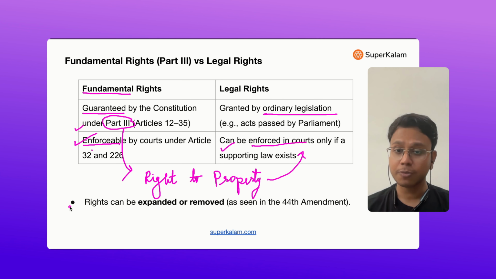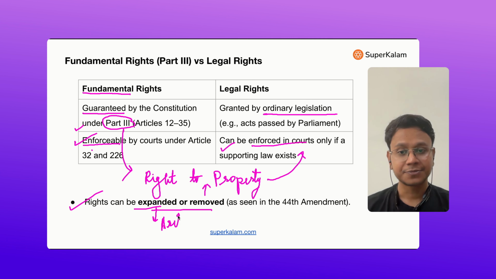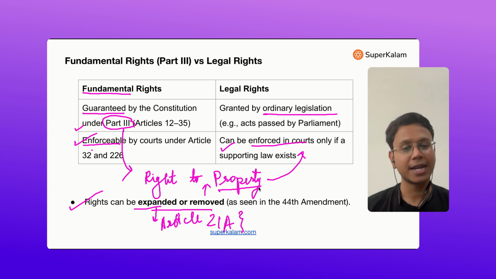Now, rights can also be expanded or removed. As I told you, right to property was removed from fundamental rights, and rights can be expanded also. There is Article 21A, which was not there in the original constitution, but the government amended Part 3 and added this article. So this is how it expanded, and this is how it was removed. Through amendments, the parliament can remove or add to these fundamental rights, to this Part 3. Clear?